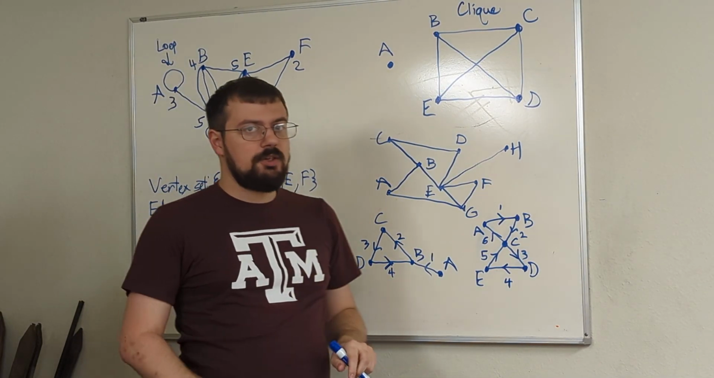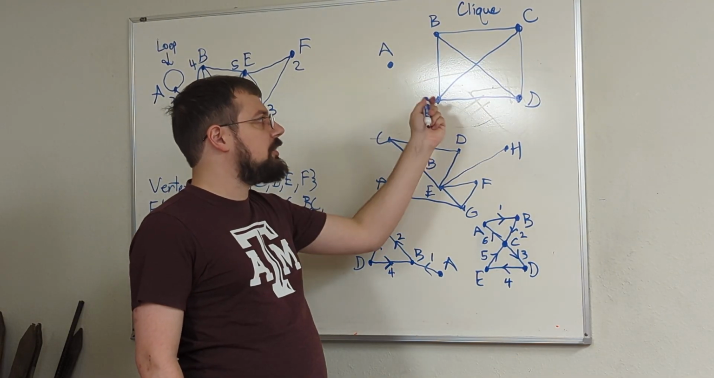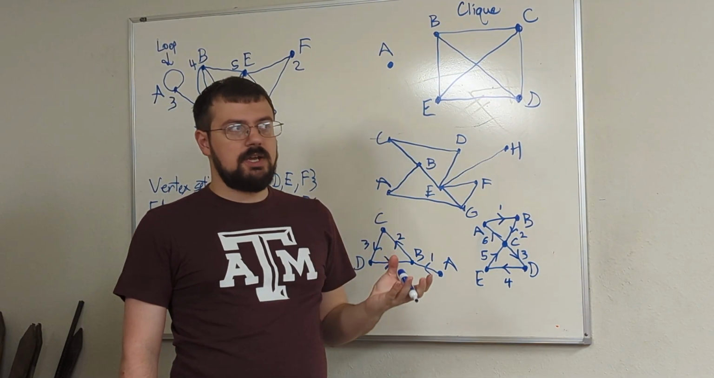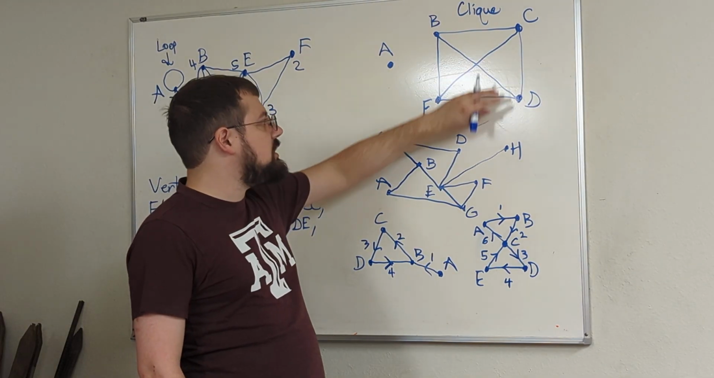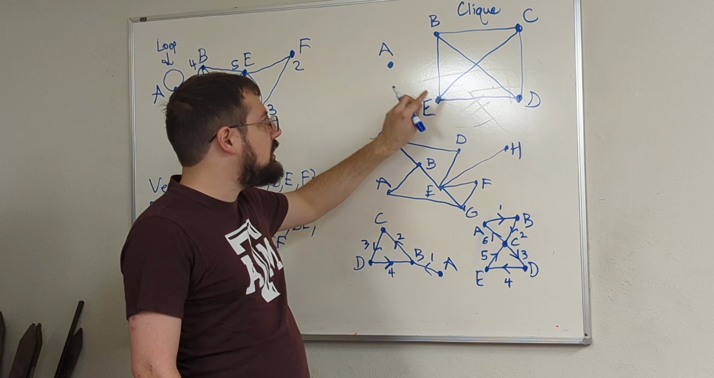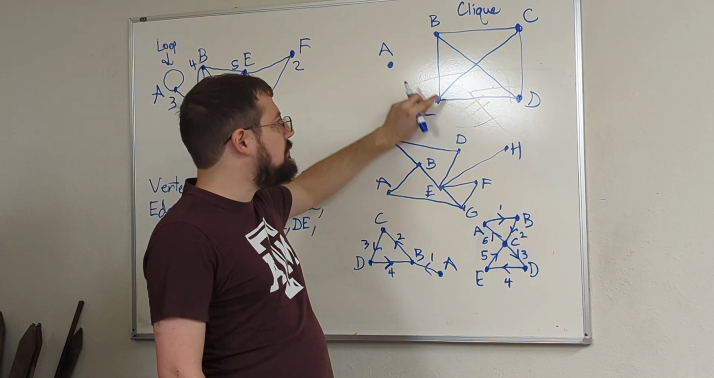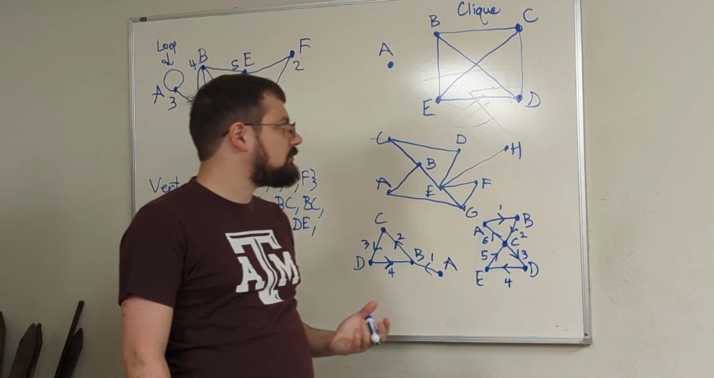Another thing that we see in this graph is what we call a clique, and this is basically where we have a set of vertices where every vertex is connected to every other vertex in that set. So B, C, D, and E form a clique because B is connected to all 3, C, D, and E. C is connected to all 3, B, E, and D, and so forth and so on.